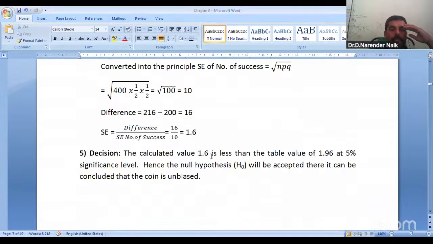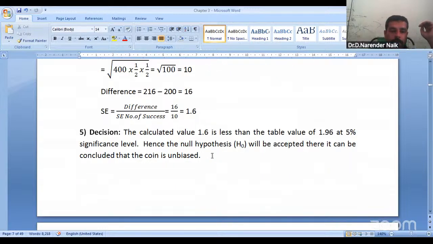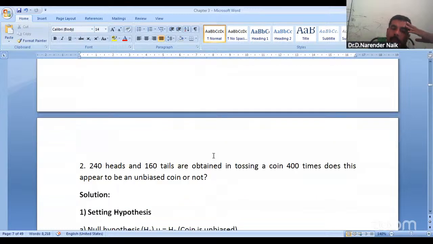Okay, 1.6. Then decision. The calculated value 1.6 is less than the table value of 1.96 at 5% significance level. Hence, the null hypothesis H0 will be accepted. Therefore, it can be concluded that the coin is unbiased. Okay, so in this way, we have to do the problem.